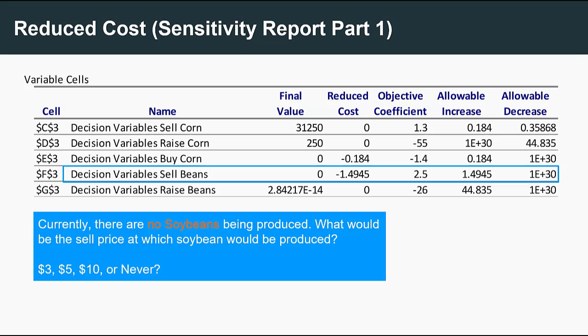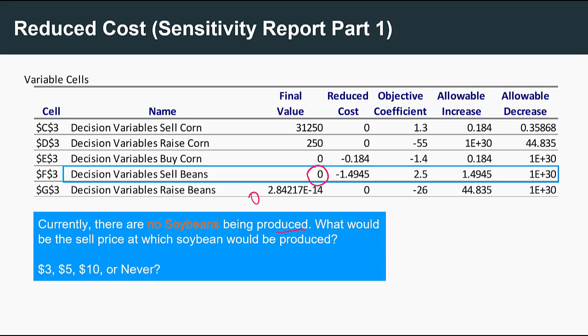With that, we actually have a question here. Currently, there's no soybeans being sold. And because there's no soybeans being sold, there's also no soybeans being produced. This is actually a value of 0. I will come back to this in a little bit. But here, there's no soybeans being sold and produced.